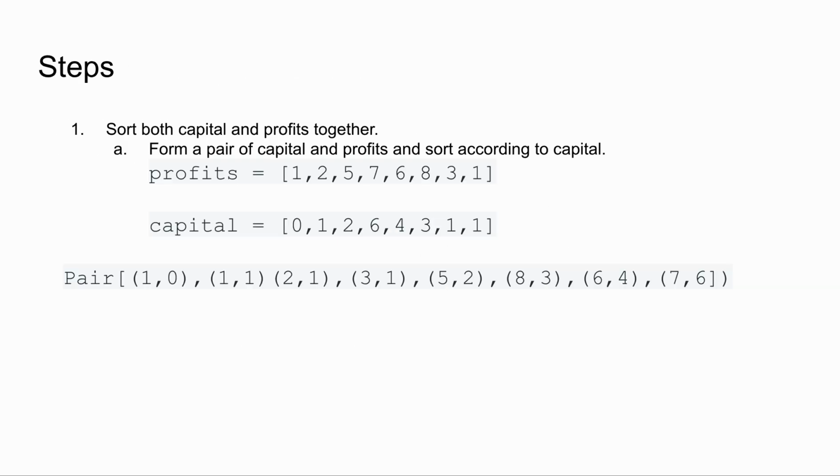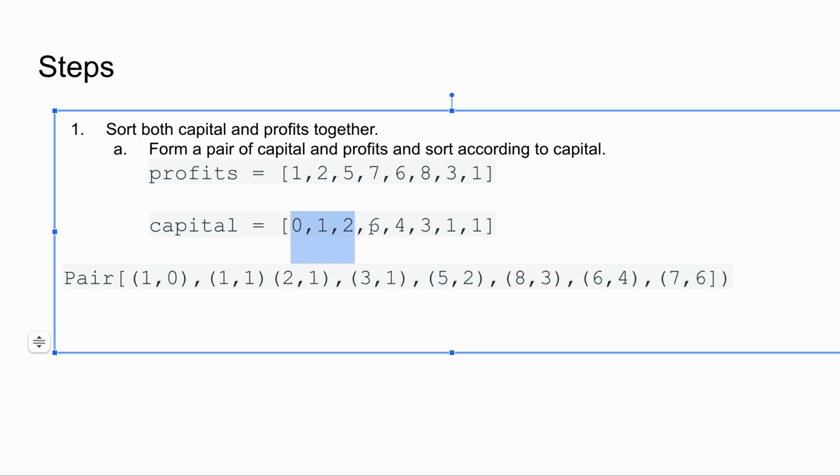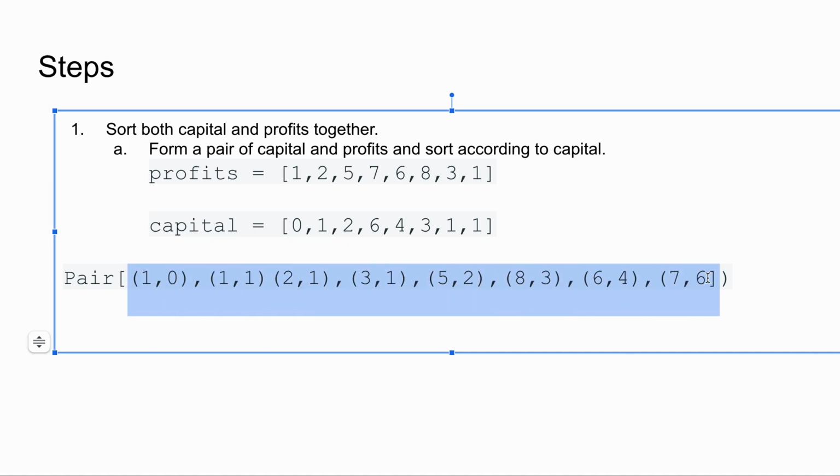Okay, so that is what we'll be doing. Let's approach this problem step by step. These are the given profits and these are the given capitals. Now we will be forming a pair, right? Why are we forming a pair? Because these two are very tightly interlinked, right? You cannot start this project and have this profit. Similarly, you cannot start this project and have that profit. So we will form a pair of these two. This is the profits and this is the capital, and we have sorted them with respect to their capitals.